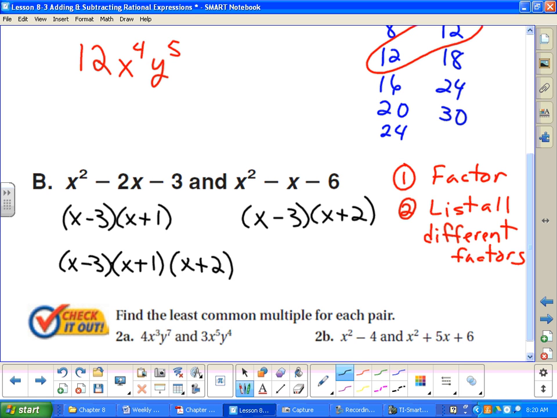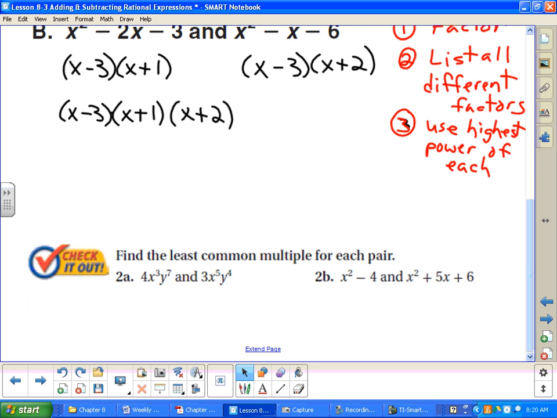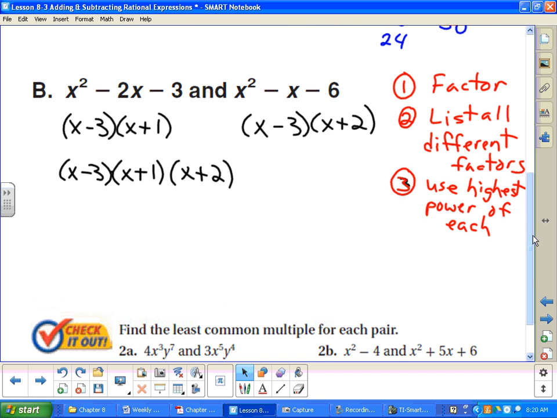So, do I have all of them represented here? Now, the third thing is, after I list all the different factors, I want to use the highest power of each. So I list them all, then we use the highest power of each. And if you notice, the highest power of all of them is 1. So that means that this is my least common multiple. I factor, list all the different factors, and then use the highest power of each one.